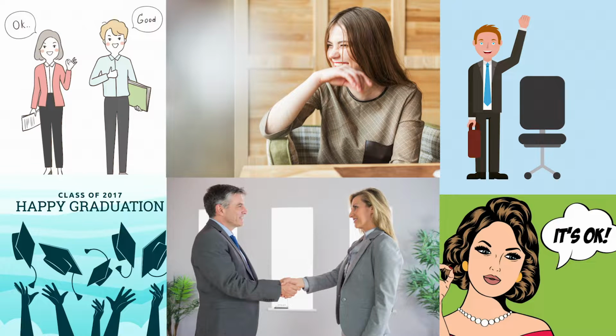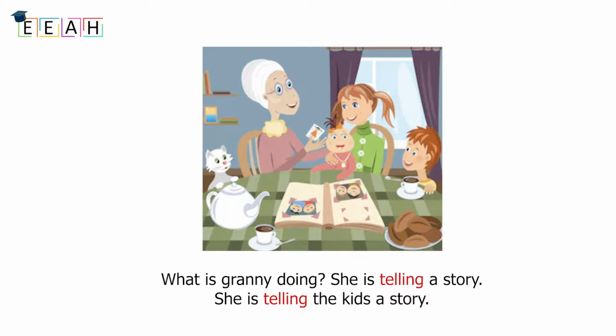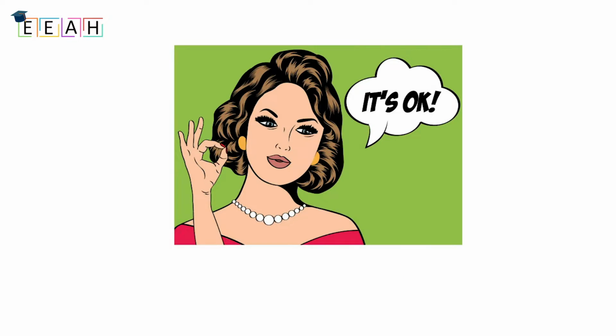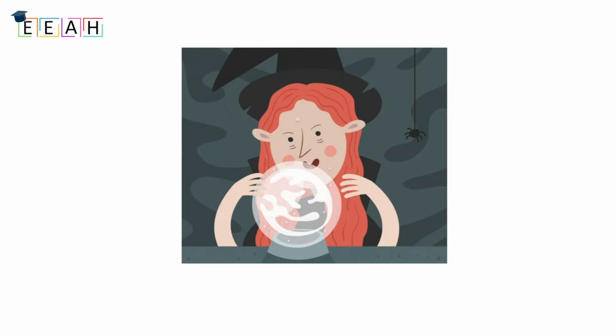It's time to practice more. Look at the pictures and answer my questions. Picture 1, what's Granny doing? She's telling a story. She's telling the kids a story. Picture 2, what did she say? She said it was okay. She said okay.